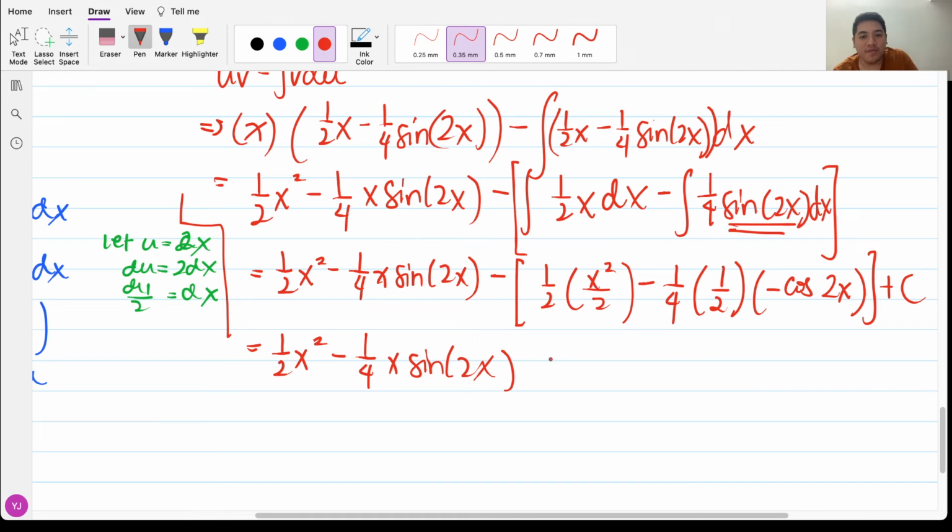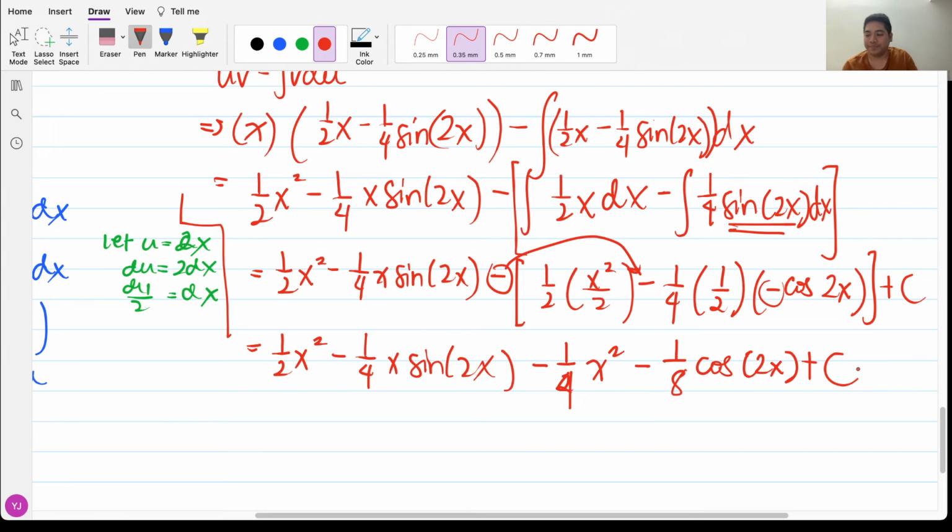So I have negative 1/4 x squared, 1/2 times 1/2. And then negative here, that's positive, multiplied by a negative, that becomes negative. So 1/4 times 1/2 is 1/8 cosine of 2x plus c.